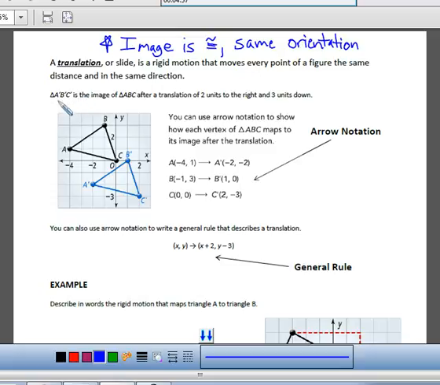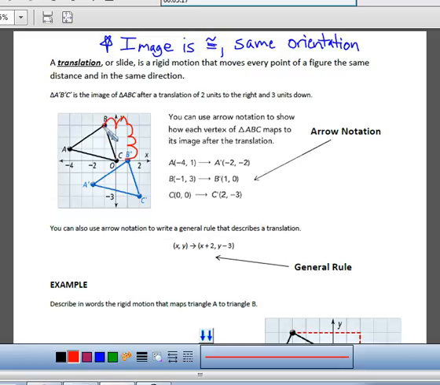Triangle A prime, B prime, C prime is the image of triangle ABC after a translation of 2 units to the right and 3 units down. So if you look to go from B to B prime, we are going 2 units to the right and 3 units down. And yes, when I'm doing this on my own, I do these little jumps to show the number of spaces. Do not count the one you start on.